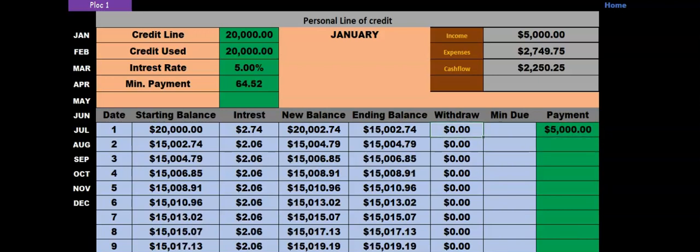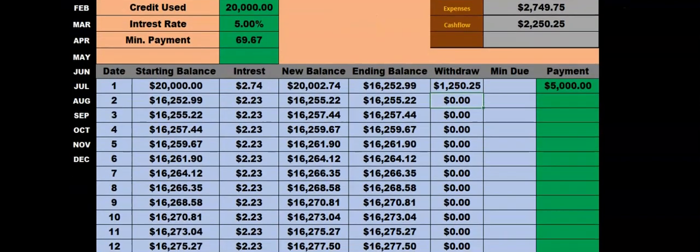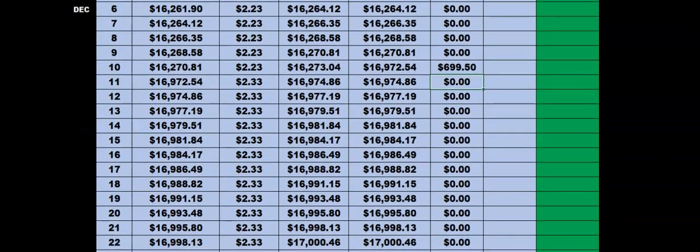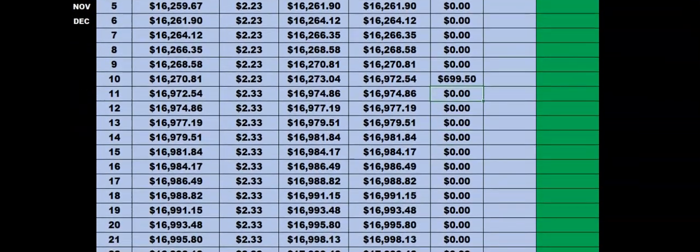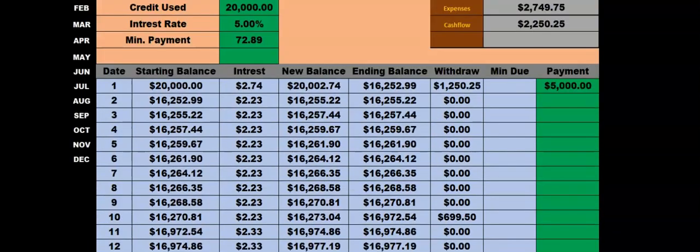On the 1st of the month, $1250.25 will be taken out. On the 10th of the month, we will have $699.50 taken out, and on the 20th of the month, we will have $800 taken out. So this is a comparison. This is, for example, the date at which the expenses will be due. So this is when they will be coming out of the account.